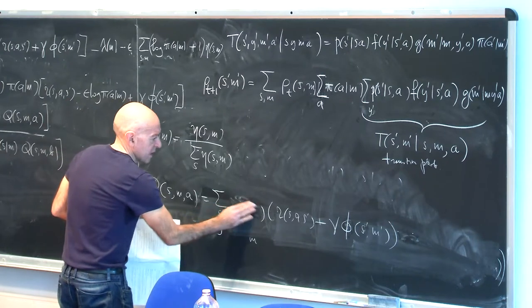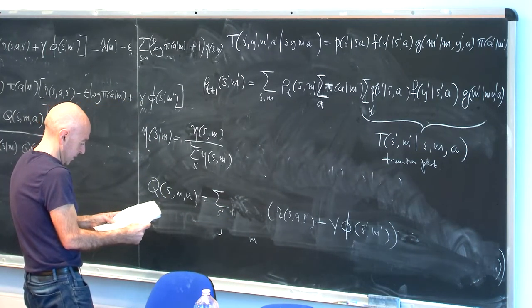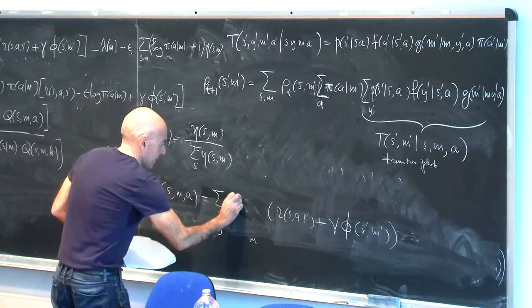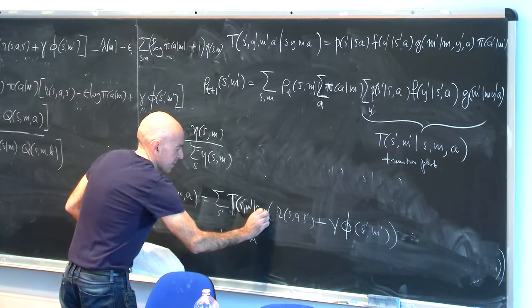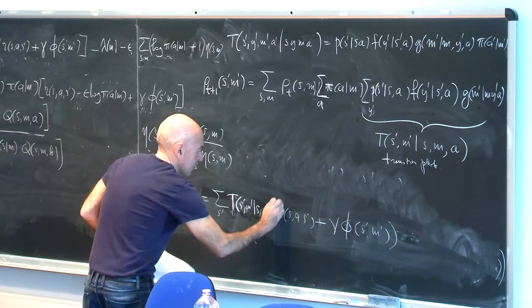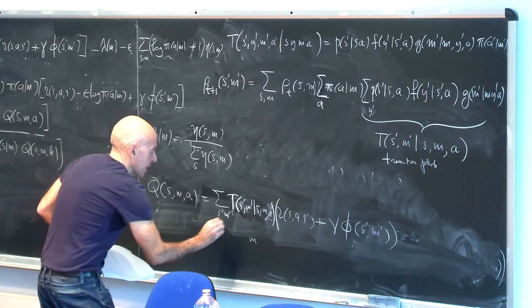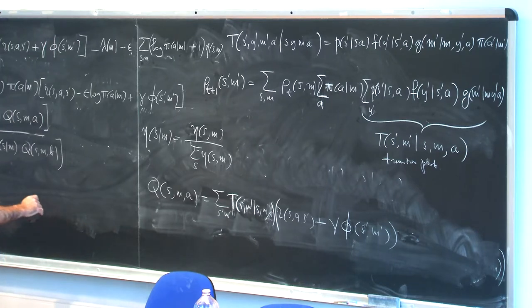Sorry, I'm missing this horribly, because this object here should be the T function, of course. That's the T of s prime m prime, s m a, times this, summed over s prime and m prime. Apologies. I've written all this in the incorrect way. I'm sorry about this. So here we should have the transition probabilities for the new Markov process. This was T of S prime M prime, S M A. Thank you for spotting this.